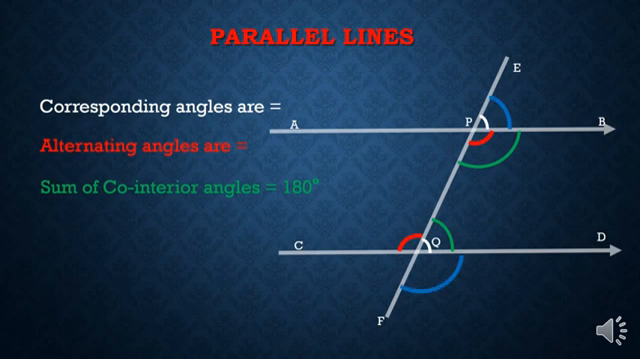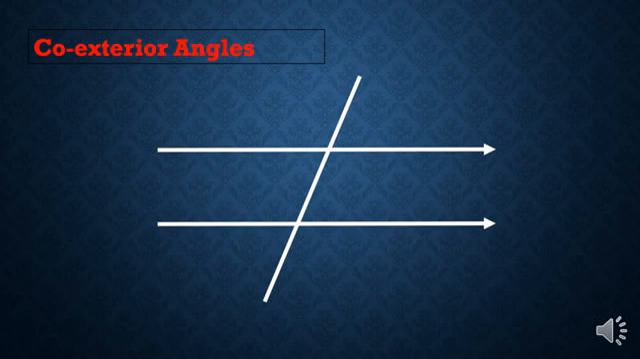These two blue ones are co-exterior angles, and the sum of co-exterior angles is equal to 180 degrees. Please note, they are again on the same side of the transversal, but in this case, they are outside the parallel lines. Let's take a look at the co-exterior angles. The two red ones and the two yellow ones are co-exterior angles.